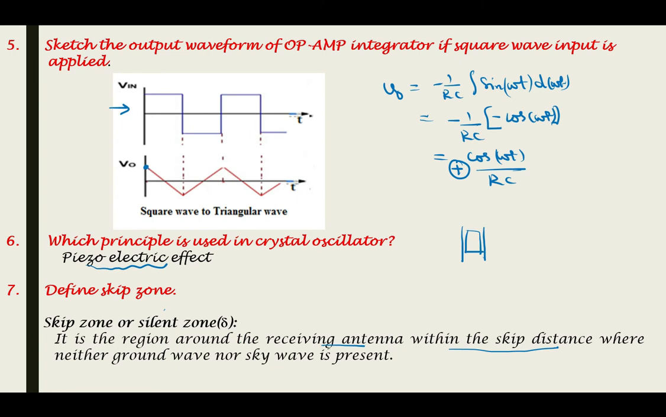It is the region around the receiving antenna within the skip distance where neither ground wave nor sky wave is present. Suppose if this is the transmitting antenna and on the other side you have a receiving antenna. This is line of sight. This is ground wave, and next one is ground reflected wave. You could see this is the area near the receiving antenna where none of these signals are there. So in this region no communication, no transmission or reception is happening. This region is called as skip zone.